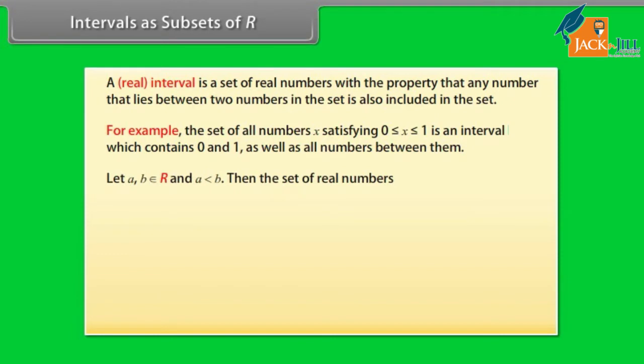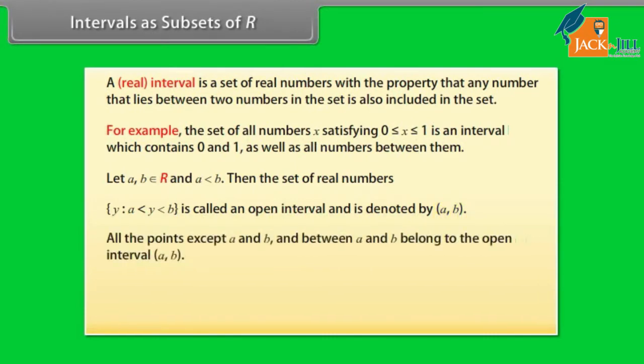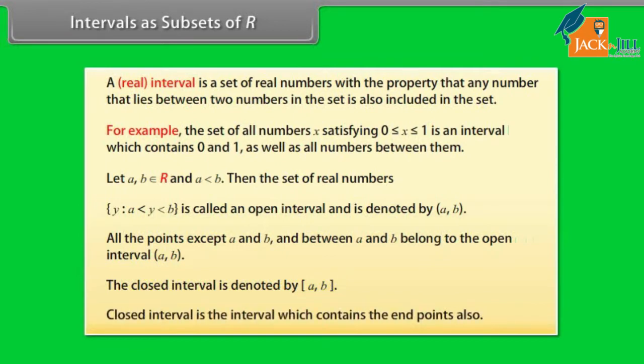Let A, B belong to R and A less than B. Then the set of real numbers y such that A is less than y is less than B, is called an open interval and is denoted by A, B. All the points except A and B and between A and B belong to the open interval A, B. The closed interval is denoted by this symbol. Closed interval is the interval which contains the endpoints also.